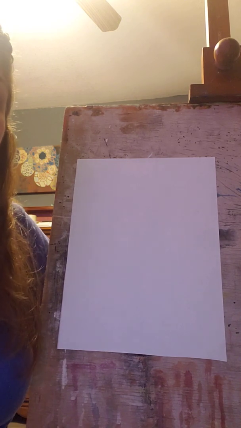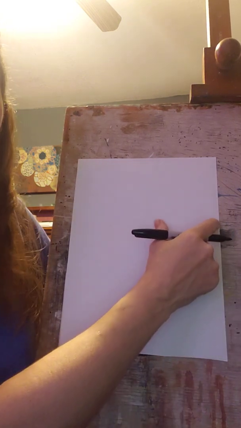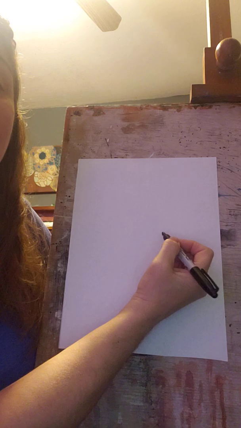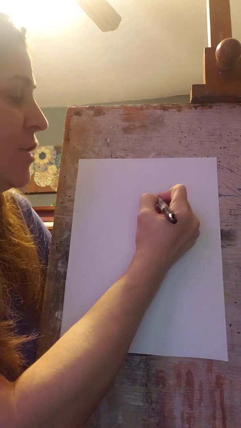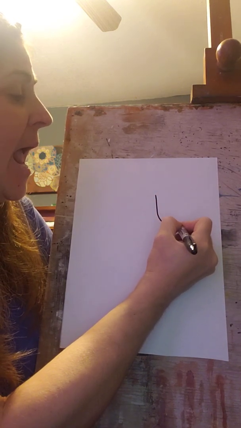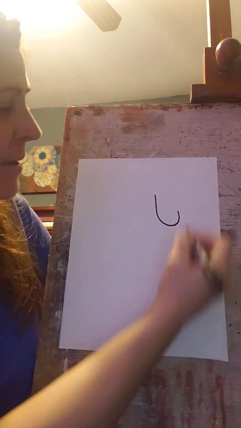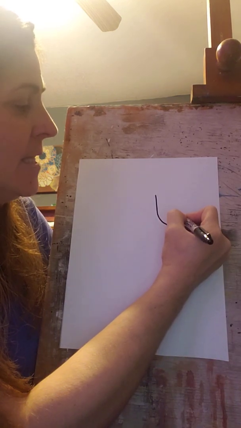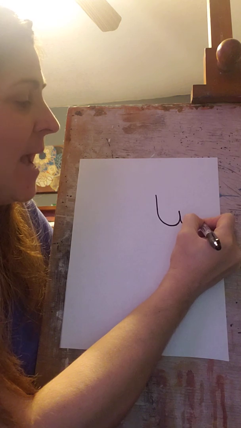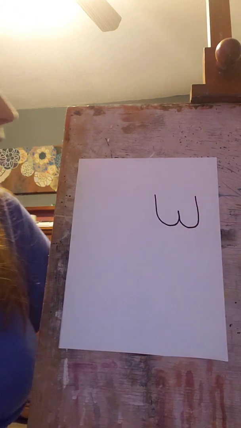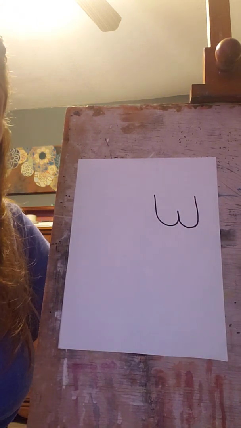The first thing that we are going to do on the side of our paper, we are going to make a W. So it'll be a straight line down, a smile, we'll stop, and we're going to finish our W. So another smile and a straight line up. That is the beginning of our face.